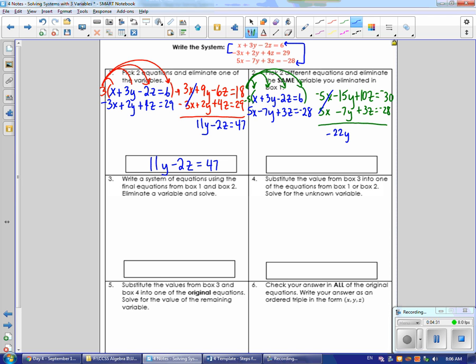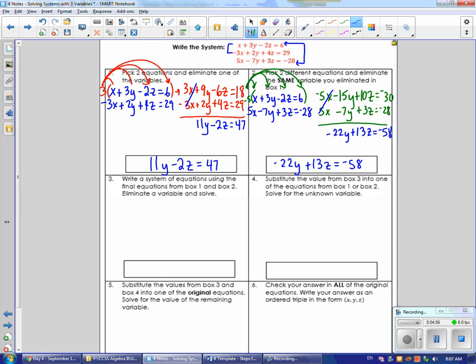I'm going to have a 10z plus 3z, which is going to leave me with a 13z. And then I've got negative 30 plus a negative 28, which is negative 58. And that's my new equation: negative 22y plus 13z is equal to negative 58. And so this is the new system I'm going to be working with.